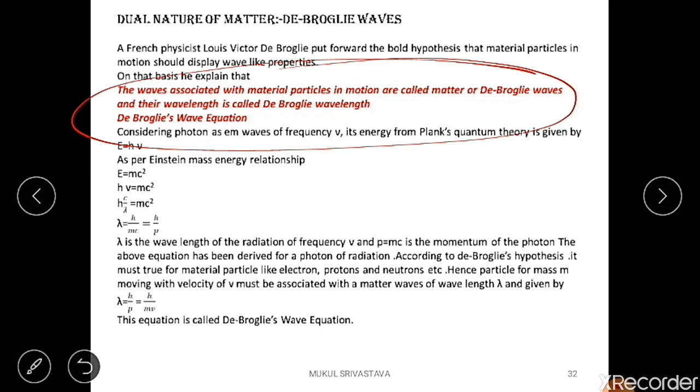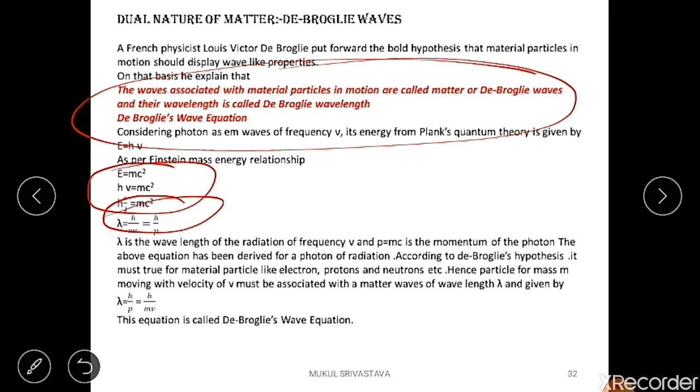We get h nu equals mc square, and nu is replaced by c by lambda, so hc by lambda equals mc square. In that case, lambda equals h by mc, and that equals again h by p, where lambda is representing the de Broglie wavelength, nu will represent the frequency of the radiation, and p will represent the momentum of the photon in that above equation, that is in this equation here.